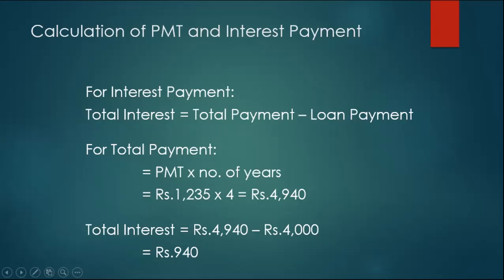So the total payment which you have made to the bank in 4 years is 4,940. The loan was for the amount of 4,000, and when you deduct this 4,000 from 4,940, you will get the interest payment of 940 which you have paid to the bank in 4 years.